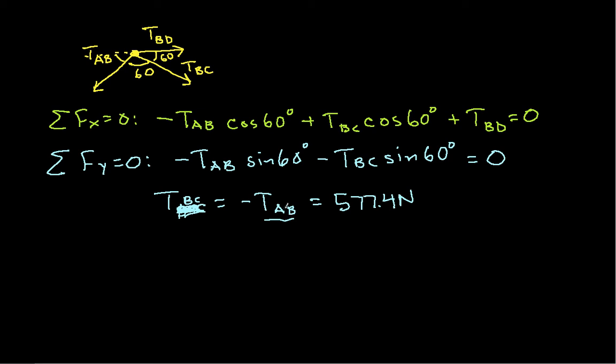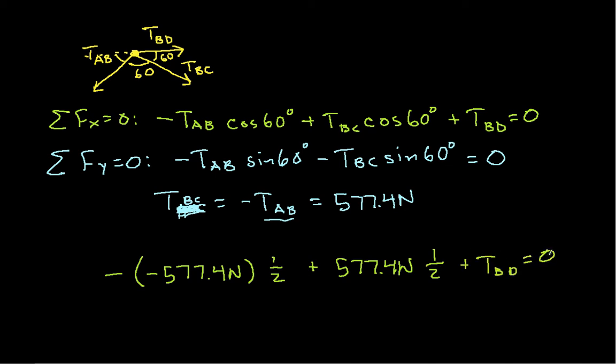If we now take TBC and plug it in here, we'll have then minus TAB, which is minus 577.4 newtons, times cosine 60, which is 1/2, plus 577.4 newtons, this is TBC, cosine of 60, which is 1/2, plus TBD equals 0. And when we solve this, we then get TBD is equal to minus 577.4 newtons. Okay, so we've got two more tensions that we've been able to compute from joint B.